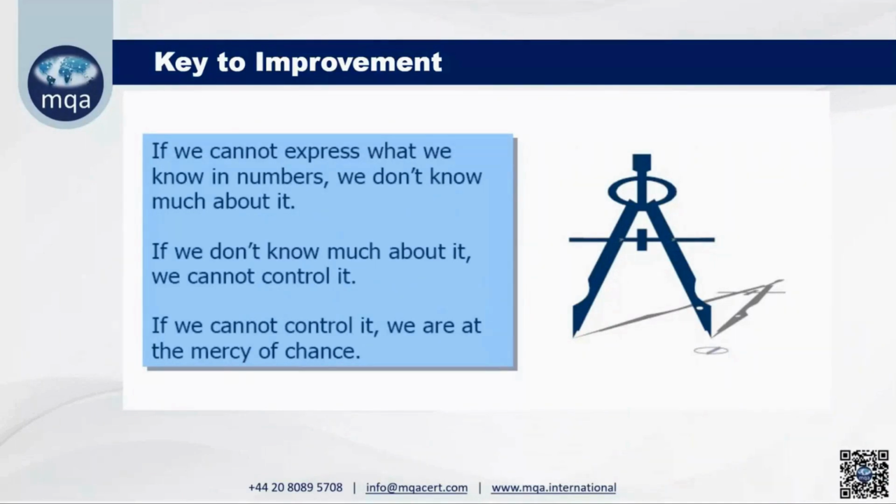If we don't know much about it, we cannot control it. Initially, I told you, to control anything, we have to measure it. We have to measure it and understand where we are standing first. Then only will we understand where we are wrong and how we can control it. If we can control it, then we have a chance to win. Here it is written that if we cannot control it, we don't have any chance. We are at the mercy of the process. Whatever is happening, let it happen. But we have to measure it so that we can control it.